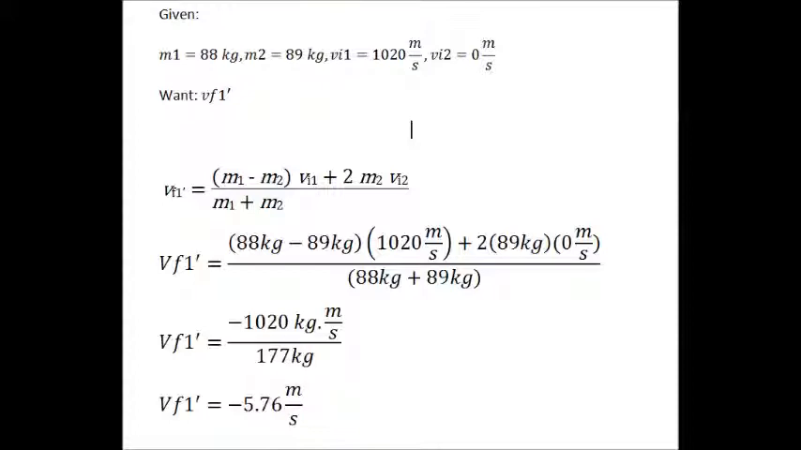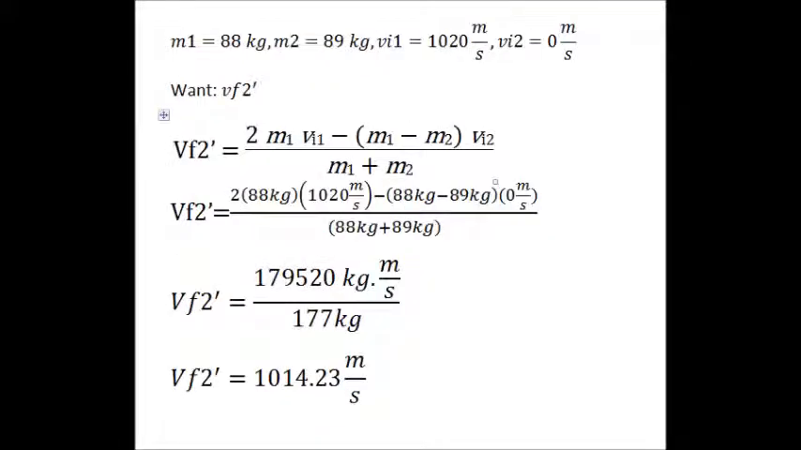For this problem, we'll be using the equation Vf1 is equal to (m1 minus m2) times Vi1 plus 2 times m2 Vi2, all over m1 plus m2, for the Flash's final velocity. After plugging in all the values and solving, we will derive to an answer of negative 5.76 meters per second. This value is negative because the Flash travels backwards after punching Captain Colt.